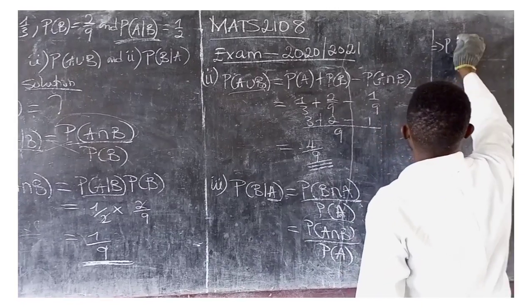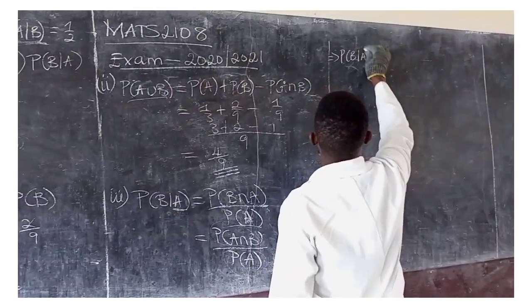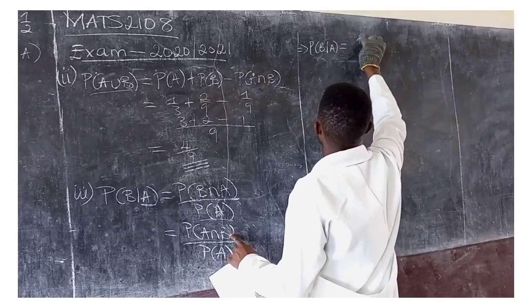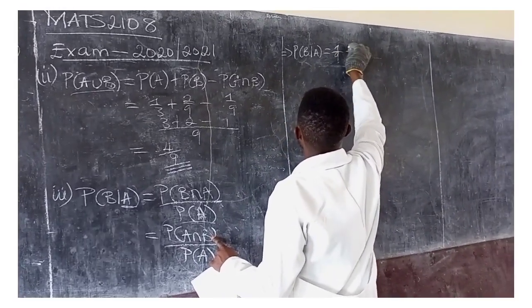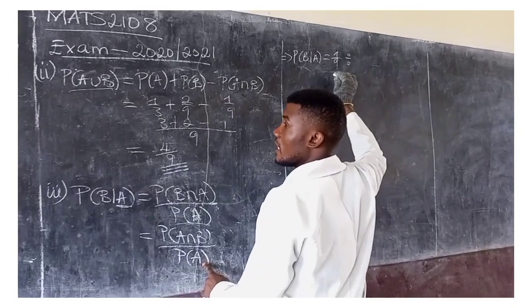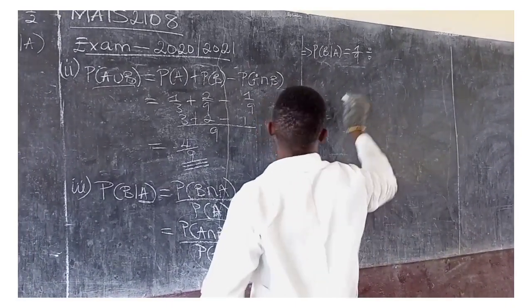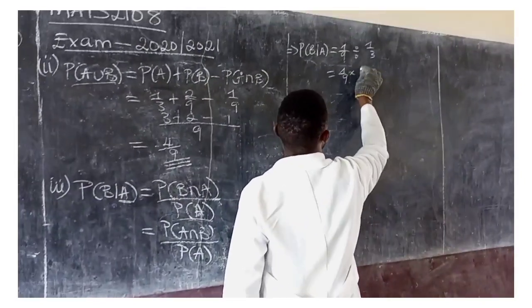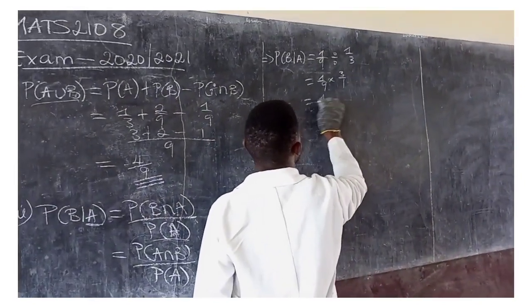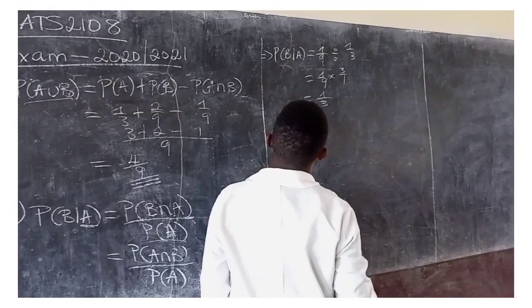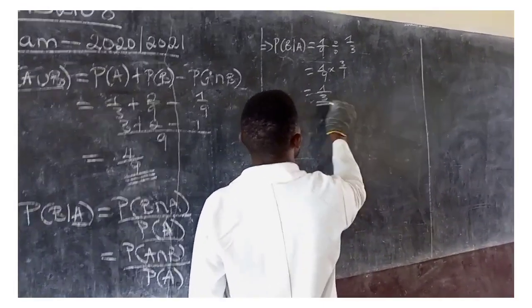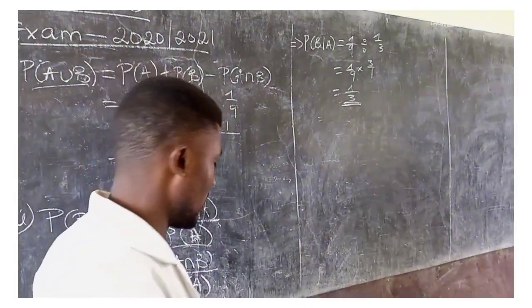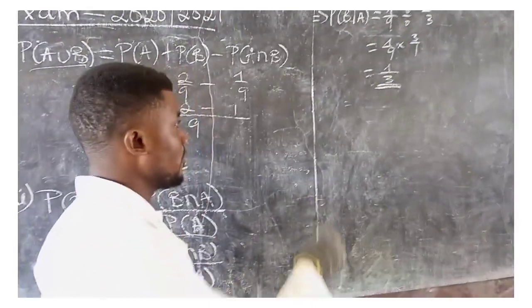So this gives us the probability of B given A as this one, which was 1 on 9, divided by the probability of A, which is 1 on 3. Simplifying this, we have 1 on 9 times 3 on 1, which gives us 1 on 3, as the probability of B given A. Then the B part.